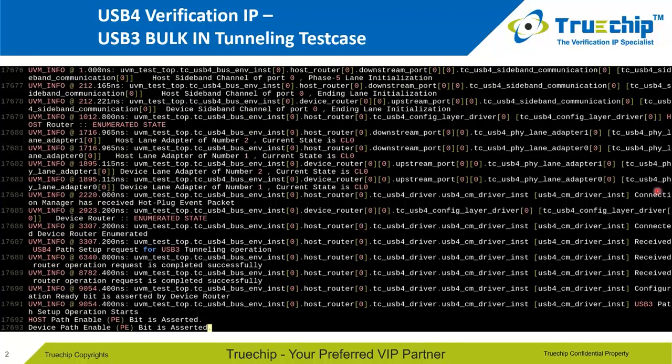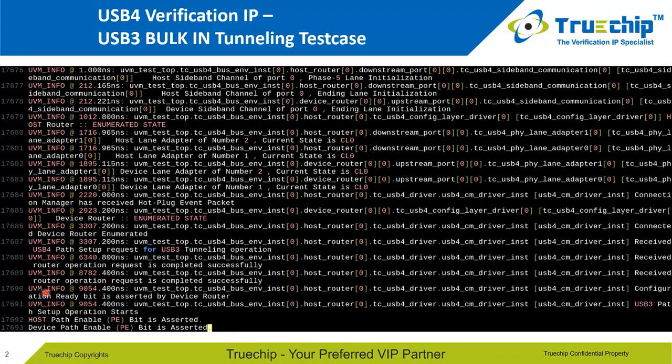As you can see, first USB 4 link has been established as lane adapters has reached CL0 state after performing training. After the connected device router is enumerated, connection manager then can establish a USB 3 downstream and upstream path after a buffer allocation router operation to allocate the credits.